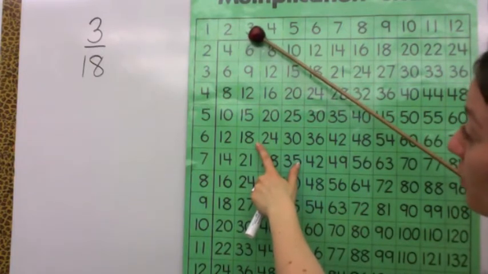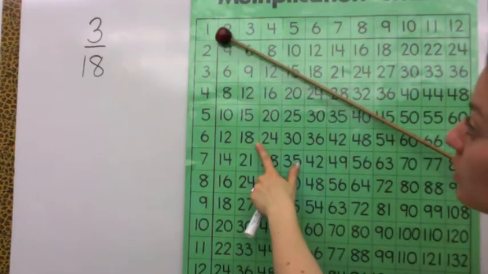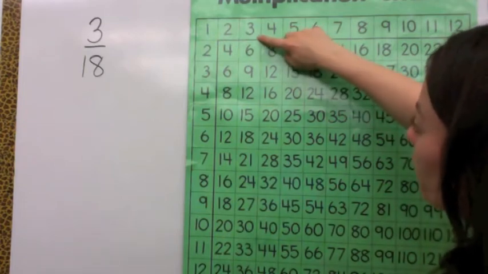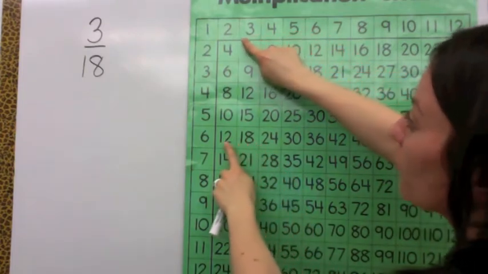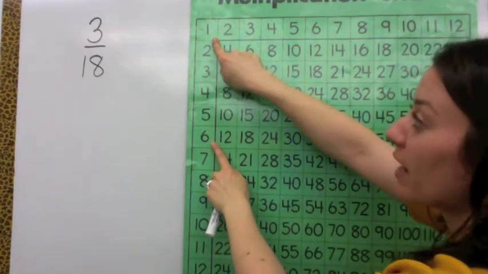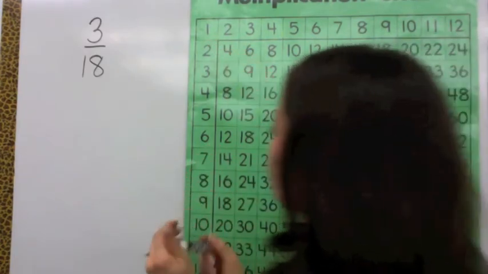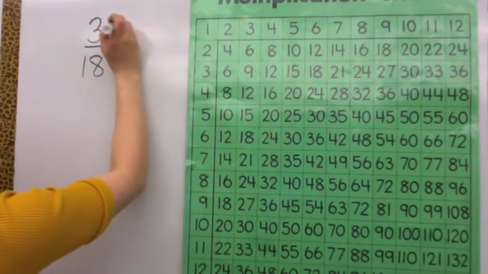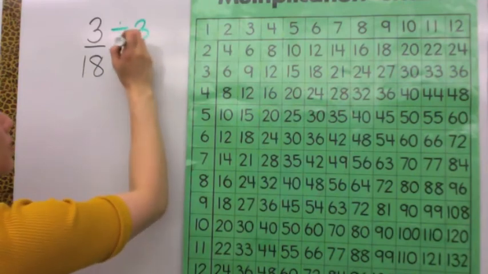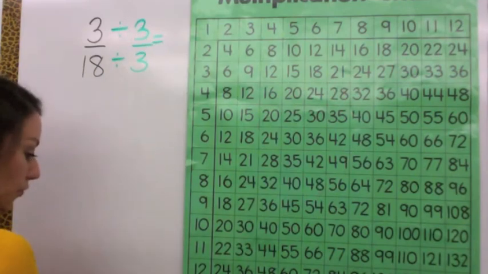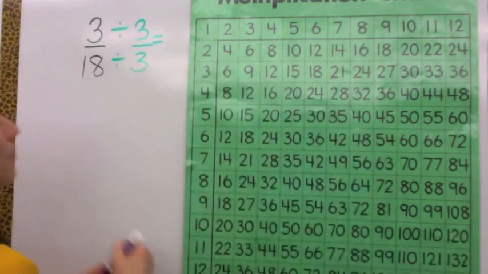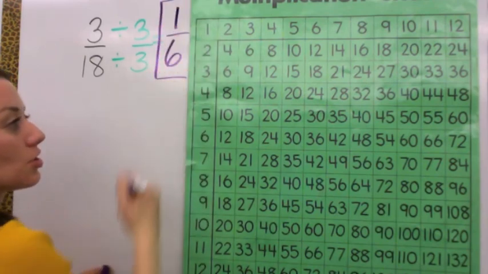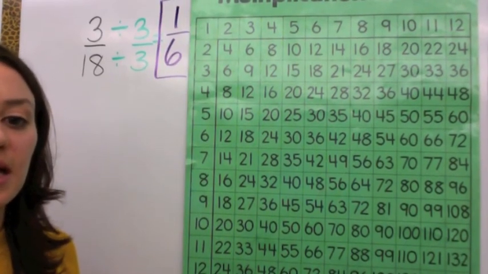So 3 over 18, the factor is 3. If you divide by 3, 3 divided by 3 is 1. 18 divided by 3 is 6. So you find 3 over 18 on the chart, move all the way to the left, and simplified when you divide by 3, you get 1/6. So, again, divide the numerator and the denominator by 3 over 3, and your new fraction is 3 divided by 3 is 1, 18 divided by 3 is 6. So simplified, the fraction is 1/6. Write that down.